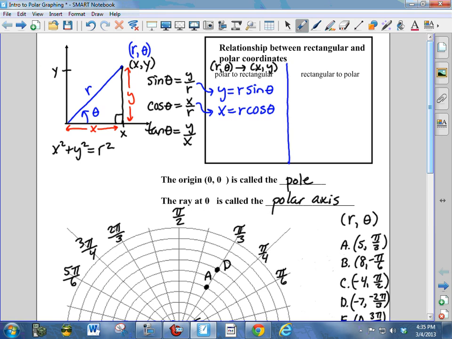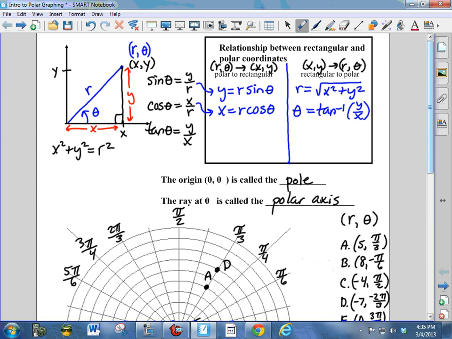Now from rectangular to polar, I know x, y, and I want to find r and theta. So I need to take an equation that has x and y and use it to find r, and x and y and use it to find theta. And being the brilliant students you are, you probably figured out I'm going to use the other two relationships. I'm going to say that r is the square root of x squared plus y squared. And I'm going to say theta is equal to inverse tangent of y over x.